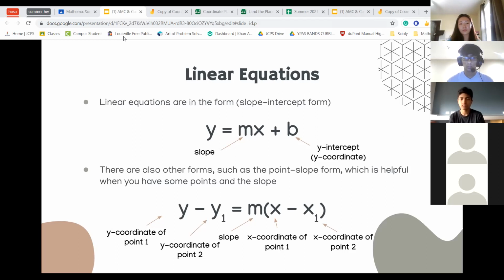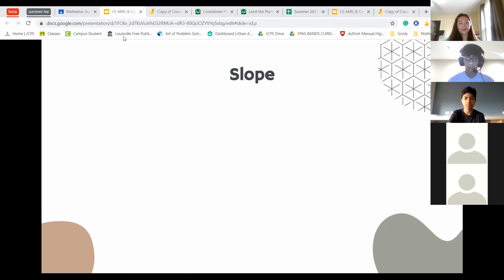There are other forms of linear equations other than slope-intercept form, such as point-slope form or standard form. But most of the time, you're going to be using slope-intercept form. You should be most familiar with it because that's what you're going to use most often. It's very seldom that you're going to be forced to use point-slope form. But it's good to learn it though. You use it in math, but you don't use it in competition math. Rarely.